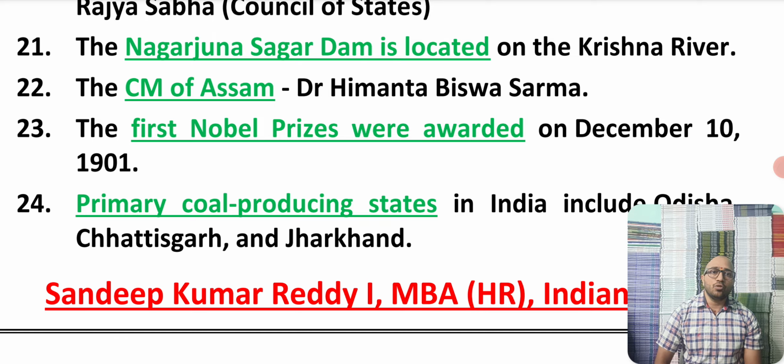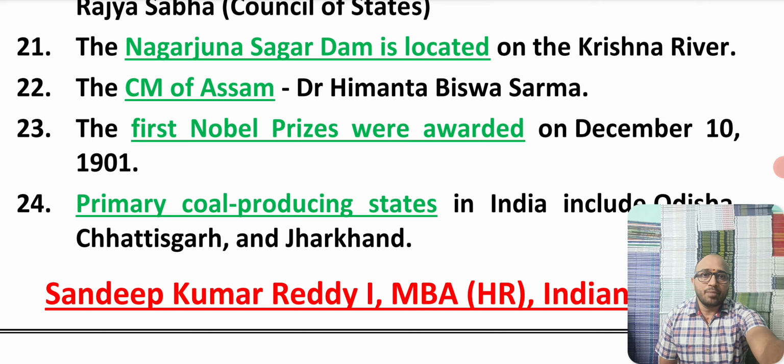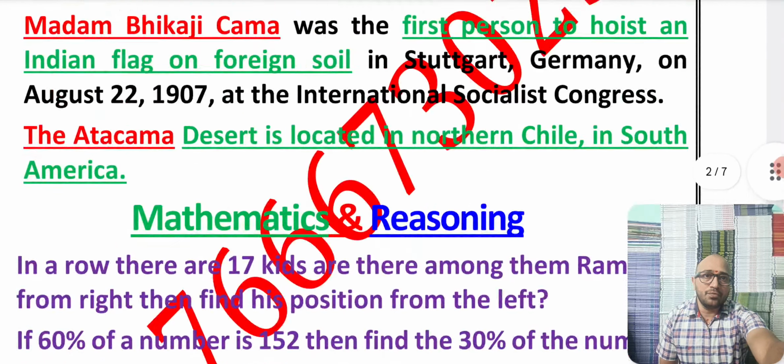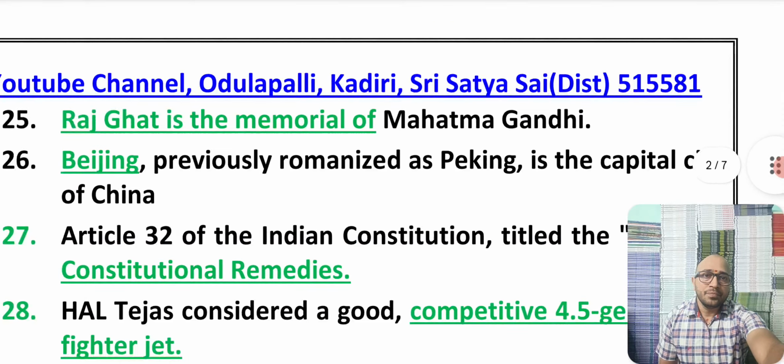Now we have the first Nobel Prize on December 10, 1901. It has started. Primary coal producing states: Odisha, Chhattisgarh and Jharkhand are the places where you can see it.